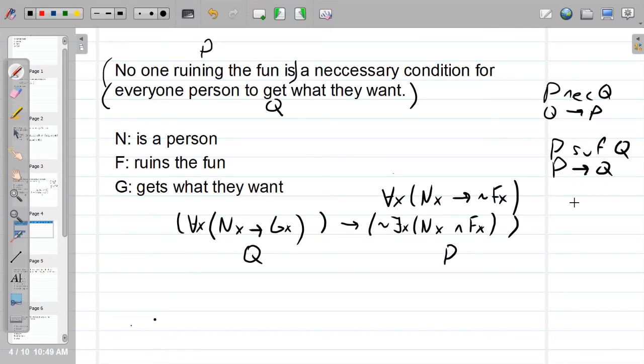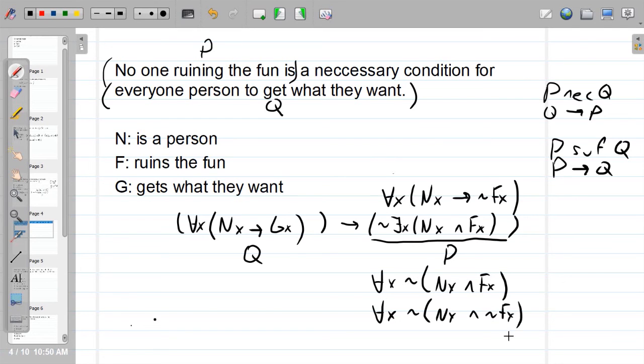But given that we specified negation, wouldn't the not the case that there exists be the negation? Yeah, what you're saying does make sense. So the question is, if we quantify or negate this, what do we get? Well, what we get is for all x it is not the case that nx and fx. But what we wrote before was for all x it is not the case that nx and not fx. So you're quite right that you can use the quantifier negation rule to think through equivalencies here, but make sure that you get the equivalencies exactly right. Do we see how these two are equivalent? So no one's ruining the fun says, for all things, it's not the case that they are both a person and ruining the fun.